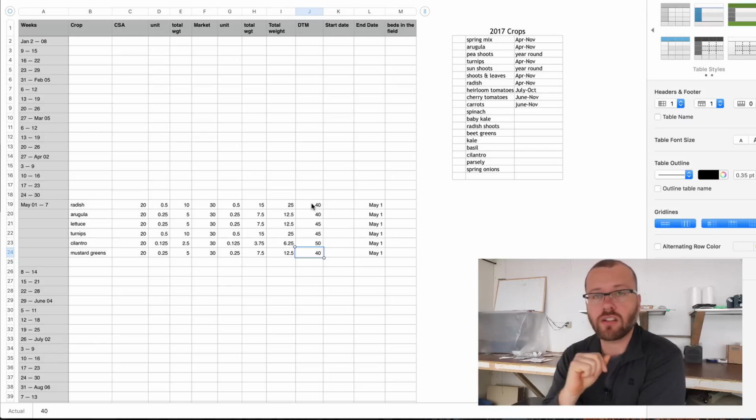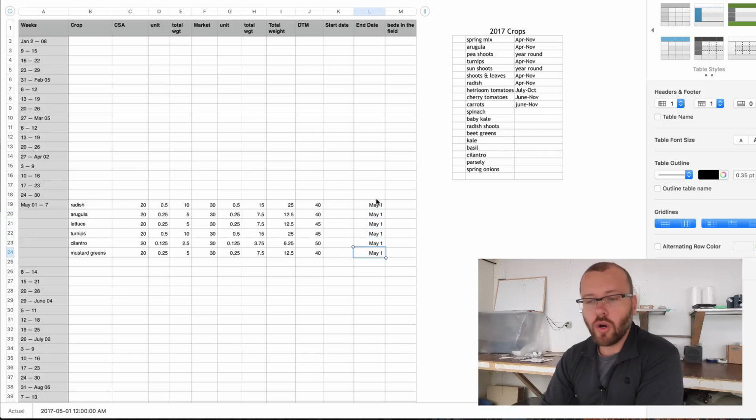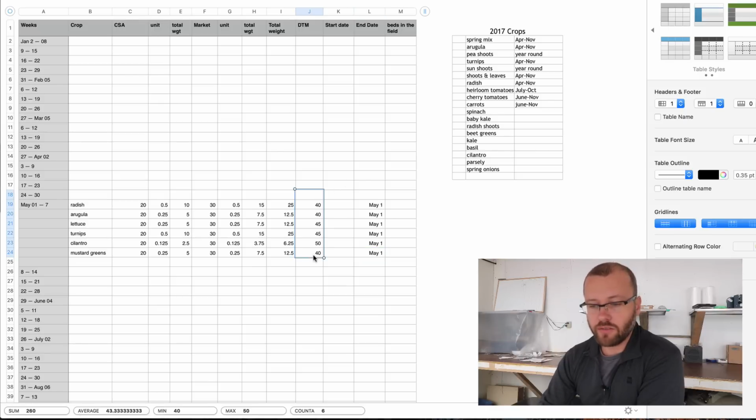Now this is where it starts to get more complicated. If I know my end harvest date is May 1st, how do I know when to plant those crops in the ground? So here, this column here is my dates to maturity.